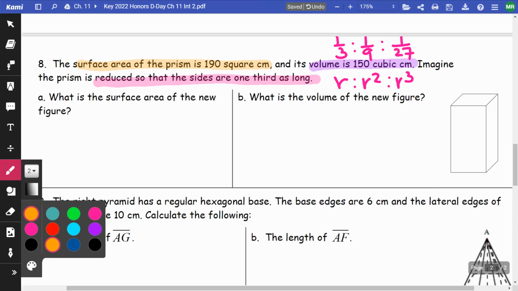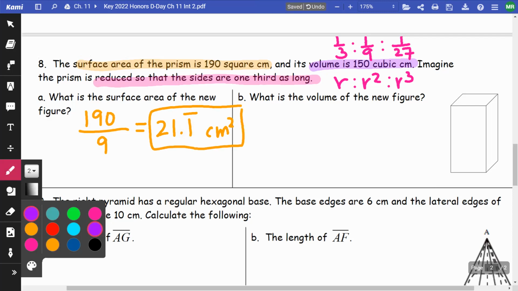So I am going to take the surface area, which is 190. I am going to multiply it by 1/9, or basically divide it by 9, which is the same. And when I do that, I'm going to get 21.1 repeating square centimeters. Okay. Then I'm going to do the volume. My volume is 150. I'm going to multiply that by 1/27, which is basically dividing it by 27. And when I do that, I get 5.5 repeating centimeters cubed.